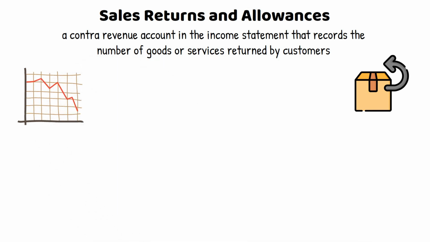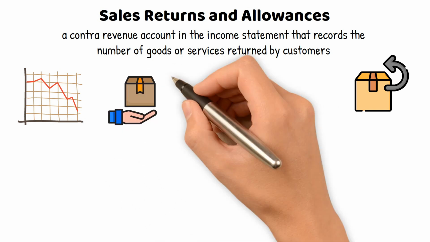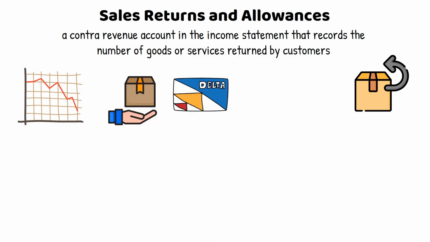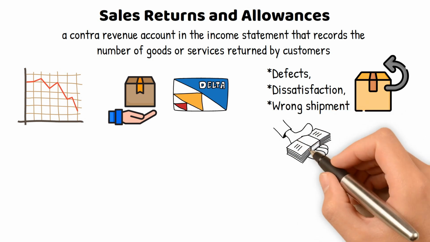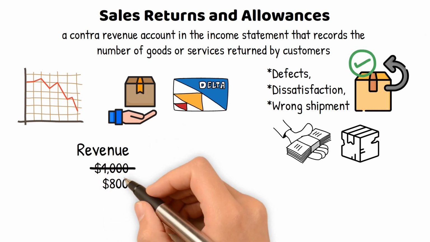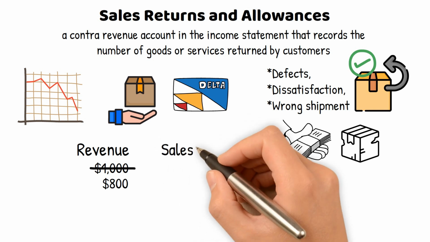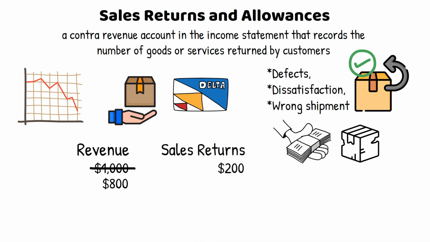Sales returns and allowances are typical in businesses that sell goods or services to customers on credit. Customers may return the goods or services for various reasons such as defects, dissatisfaction, or wrong shipment. Alternatively, the seller may grant an allowance to the customer for defects, damage, or any other issues. When a return or allowance is granted, the seller reduces the revenue recognized on the sale, decreasing the net income. This reduction is reflected in the sales returns and allowances account.